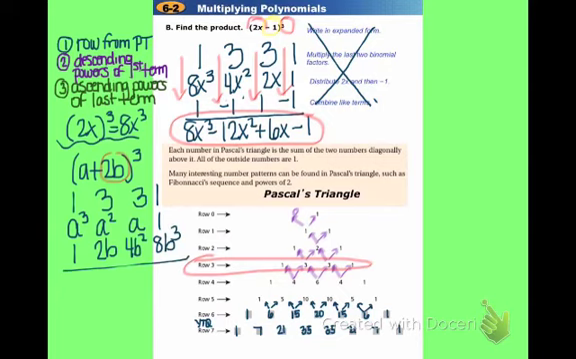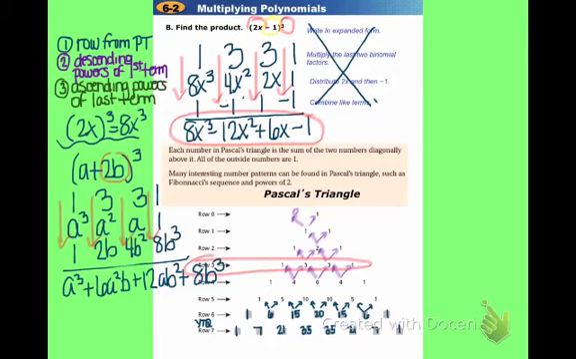And now I'm going to multiply down my columns, and then I'll turn back to the prior page and we'll compare and make sure we got the same thing. So 1 times a cubed times 1, that's a cubed. 3 times 2, which is 6, times a squared times b, that's 6a squared b. Then down the next column, 3 times a times 4b squared, that's 12ab squared. And then finally down the last column, 1 times 8b cubed, that's 8b cubed.